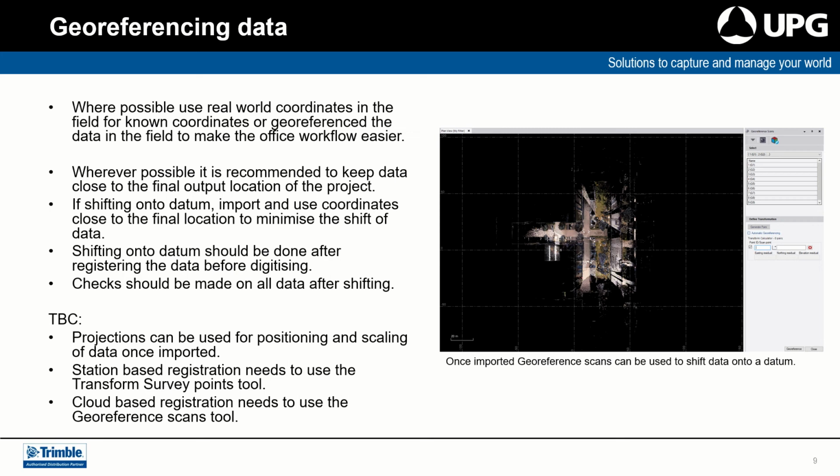So for this in TBC, you would use the Transform Survey Points tool, which is in the Survey toolbar. For the cloud-based registration, so if you've just got cloud data with no setup, say coming from a TX series instrument or an X7, the Georeferencing scan tool needs to be used to shift the data onto datum, and that's done from the Point Clouds tab.